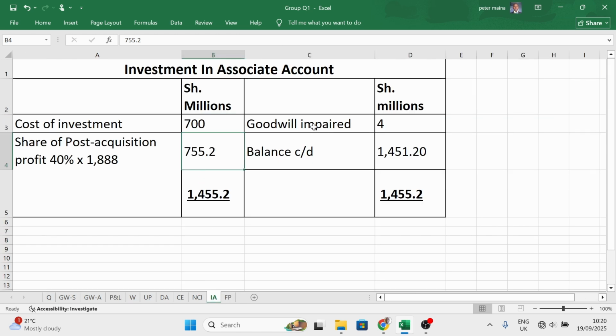And then on the credit side, we record the goodwill impaired, which is 4. The balancing figure gives us 1451.2. This is going to be taken to the statement of financial position under non-current assets. So we are done with all the workings, with all the accounts.